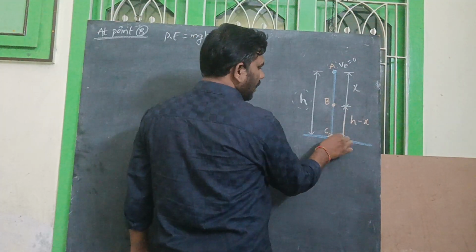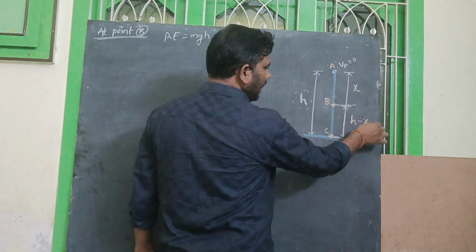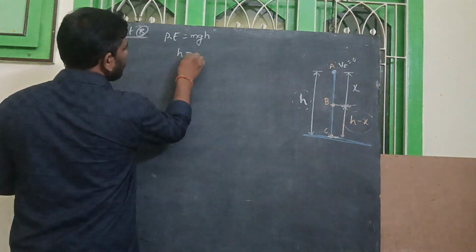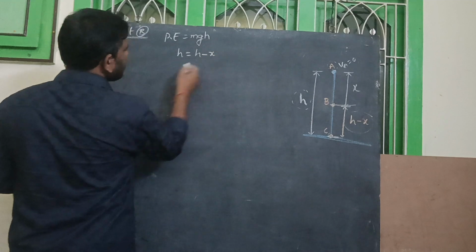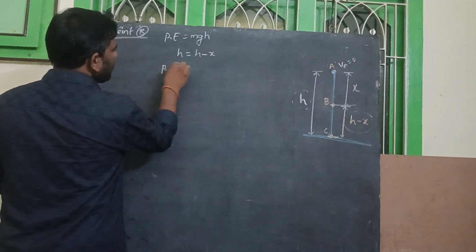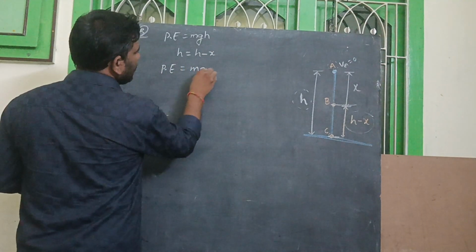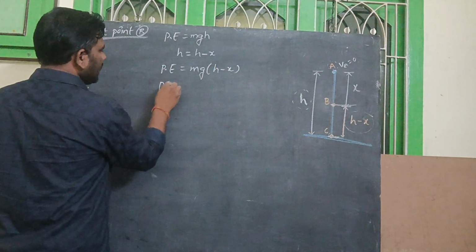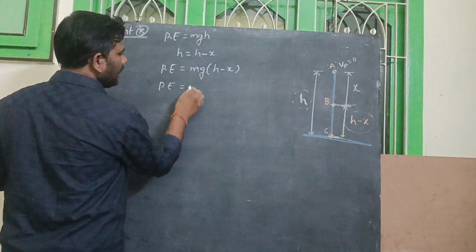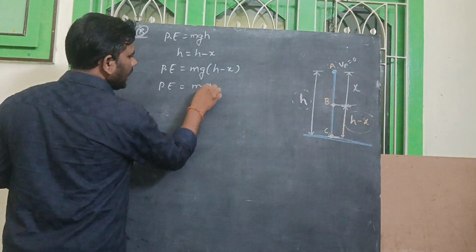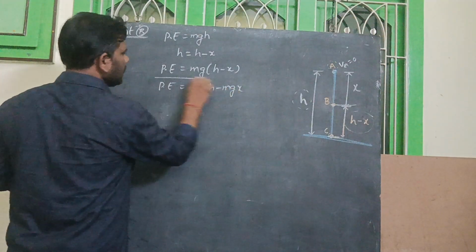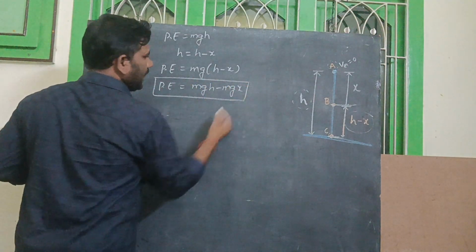Then from the ground to B, what is the height? It is h minus x. Here we can substitute h equal to h minus x. Then the potential energy is equal to mg of (h minus x). Multiplying out, the potential energy is mgh minus mgx. So this is the potential energy.